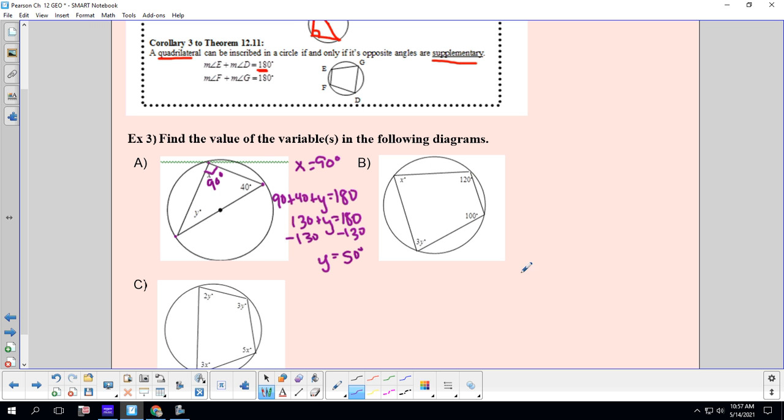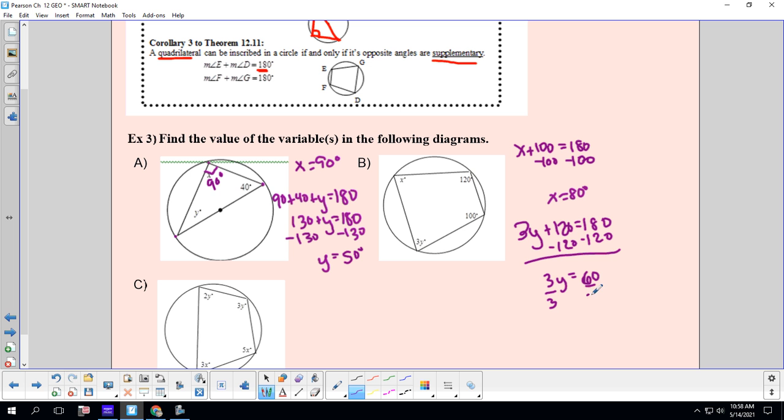That was corollary 2. We're going to use corollary 3 to find our missing angles. We know that x and 100 are supplementary. They add up to equal 180. So x is equal to 80 degrees. We know that 3y and 120 is equal to 180. So when we solve for y, we can divide by 3, and y is equal to 20.